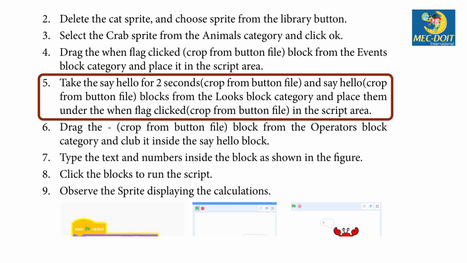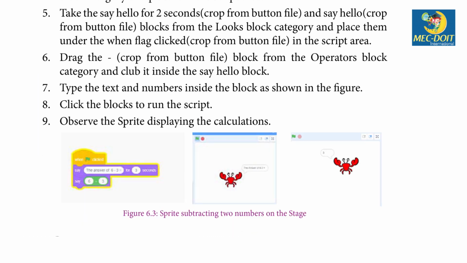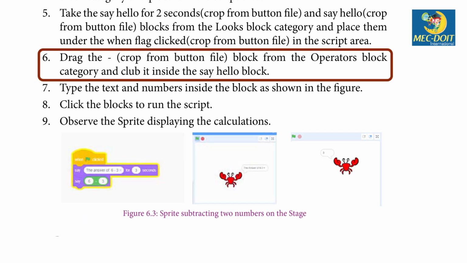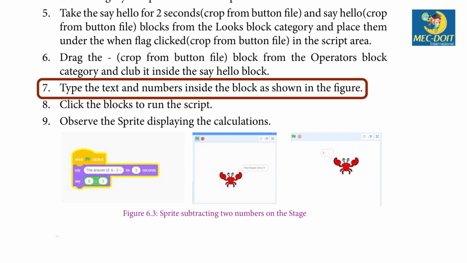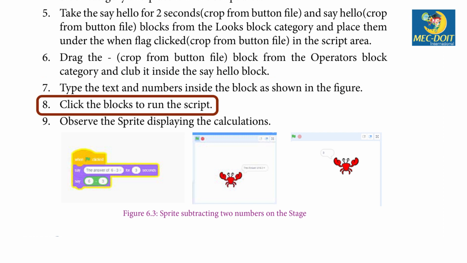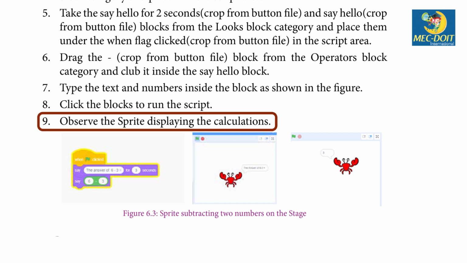5. Take the say hello for 2 seconds block from the looks block category and place it under the when flag clicked block in the script area. 6. Drag the operator block from the operator block category and club it inside the say hello block. 7. Type the text and numbers inside the block as shown in the figure. 8. Click the blocks to run the script. 9. Observe the sprite displaying the calculations.